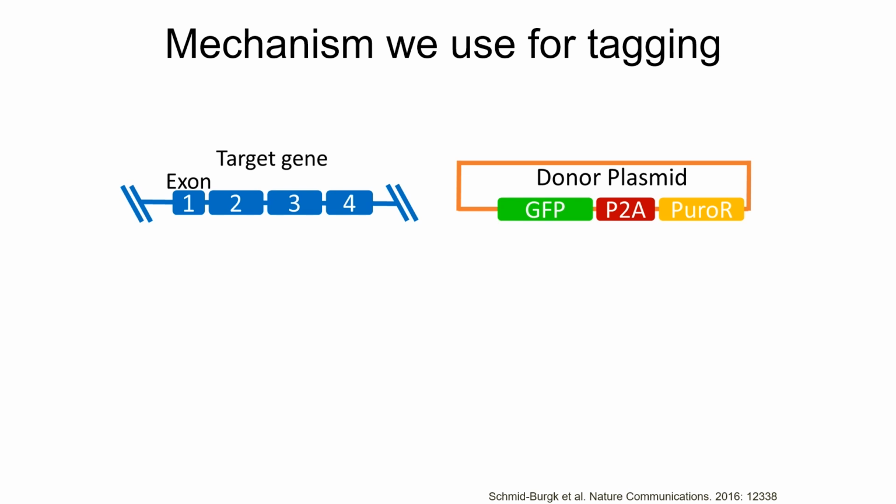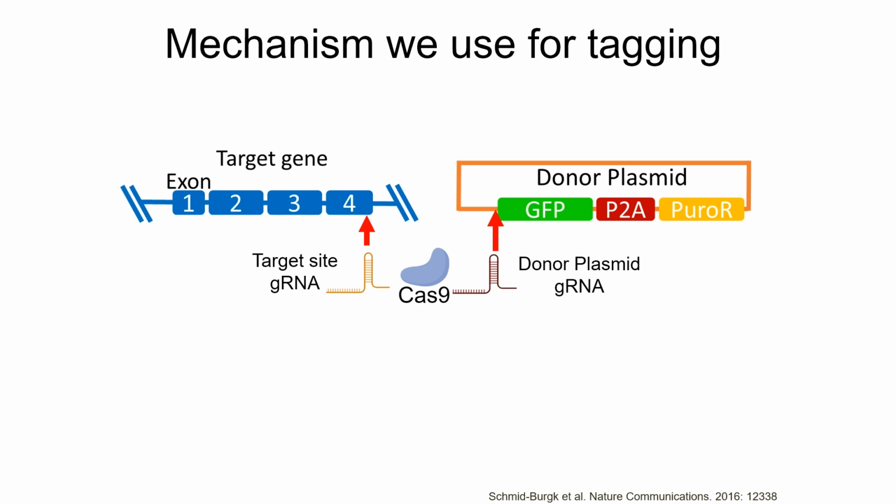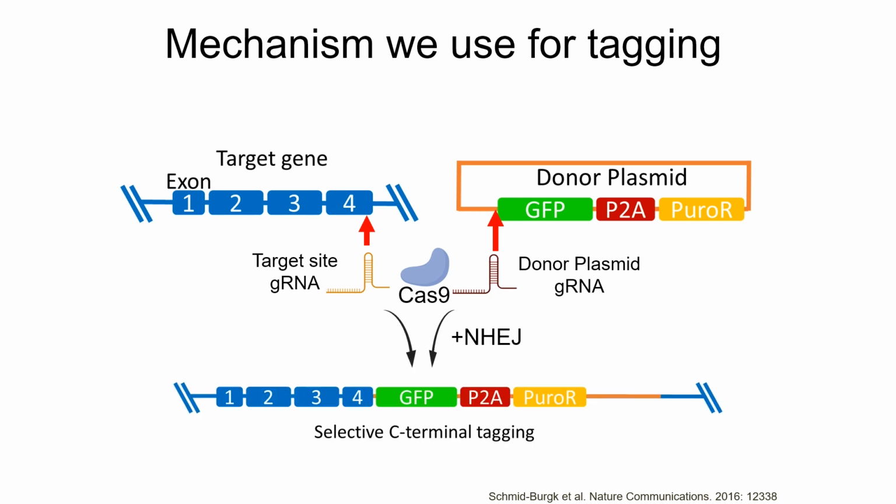Now what we do is we deliver Cas9 along with 2 guide RNAs. One guide RNA cuts the C-terminus of our target gene of interest. Another guide RNA cuts the donor plasmid. Now that the cell has 2 double-strand breaks, at some rate, they'll fuse together. And if they fuse in frame, then you've now GFP tagged your protein of interest. And if your protein of interest is properly GFP tagged, they'll also express this puromycin resistance marker, which allows you to select for properly tagged cells by simply growing them in puromycin drug selection.